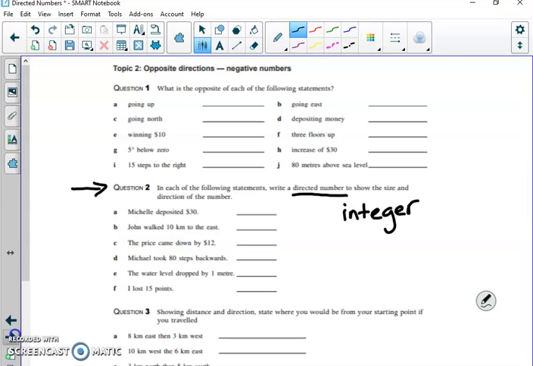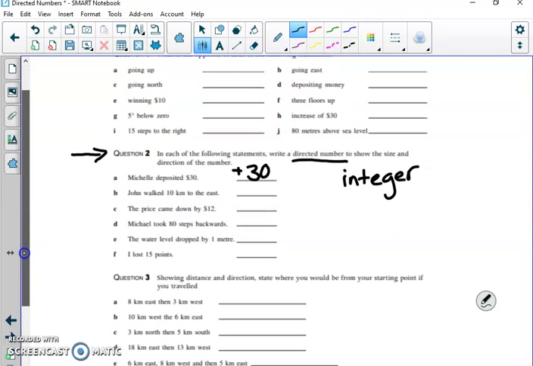So Michelle deposited $30. So we know that the number that we're dealing with is 30. Now the question we need to ask is is that positive or negative? We know that that is a positive because it's making our bank account go up. Now, if it said Michelle withdrew $30, then we would have negative 30.